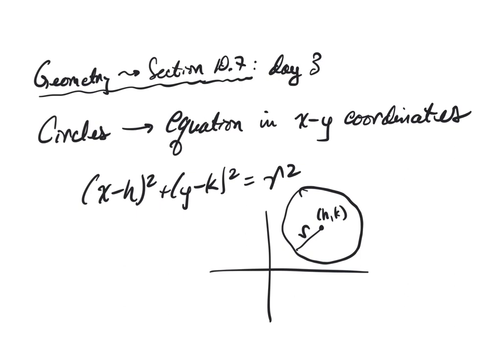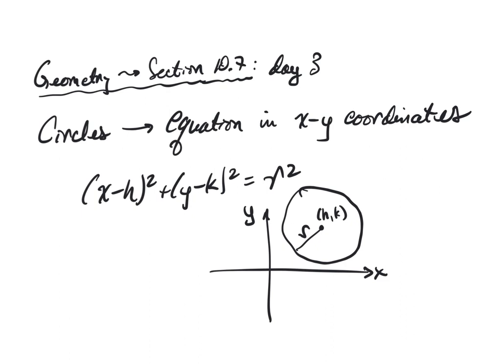All right, good morning. We're going to take one more day to get through the rest of section 10.7. So far in this section, we've been talking about circles and their equations in XY coordinate systems. So what we've been doing is looking at the actual equation of what becomes a circle.